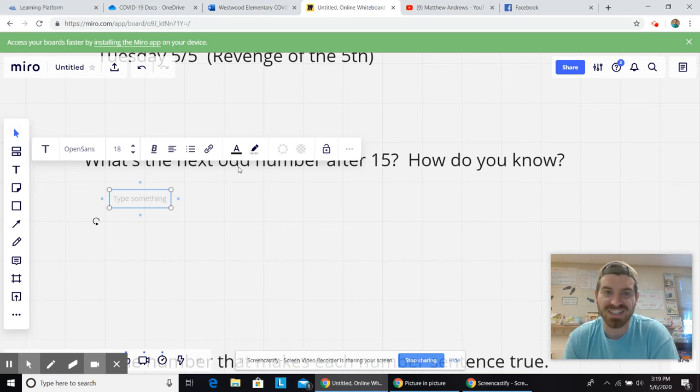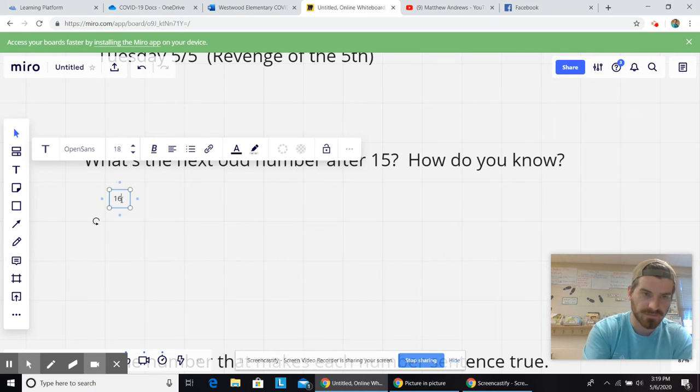So it's asking, what is the next odd number after 15? So I want to know, what's the very next odd number that's going to have an odd man out that comes after 15? Well, let's start with the number that comes right after 15. Let's start off with 16.